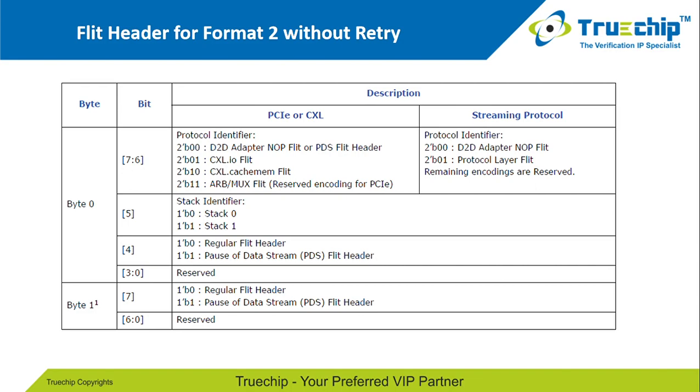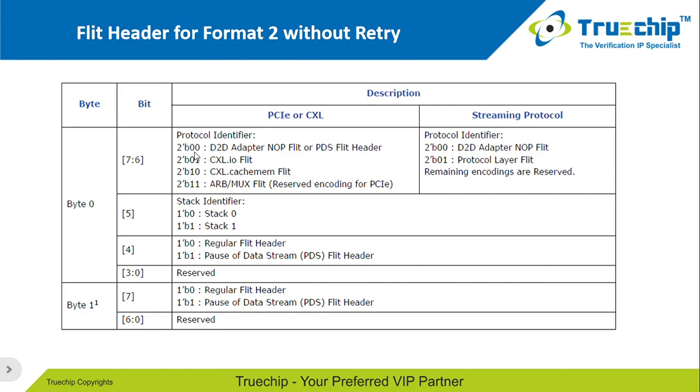Byte 1 is completely added by the adapter layer, but byte 0 is added by the adapter layer as well as the protocol layer, where bits 7 down to 6 are added by the protocol layer, which tells us about the protocol identifier, and the rest of the bits are added by the adapter layer. Bit 5 tells us about the stack identifier, which stack will be transmitting, and bit 4 tells us whether it is a regular flit header or a Pause of Data Stream flit header, and the remaining 4 bits are reserved.